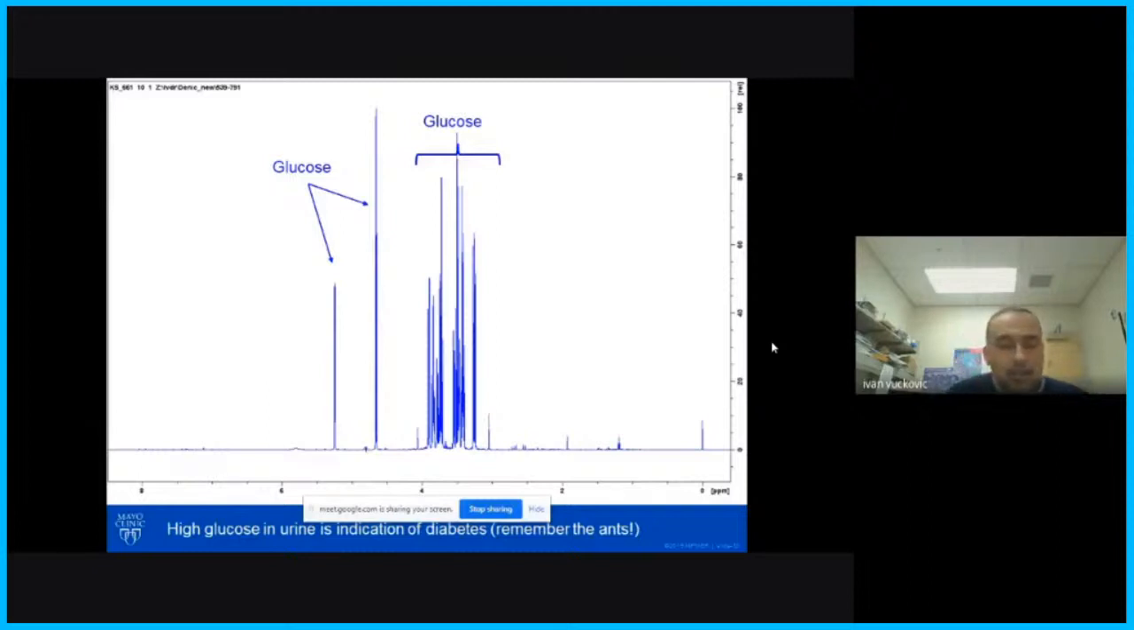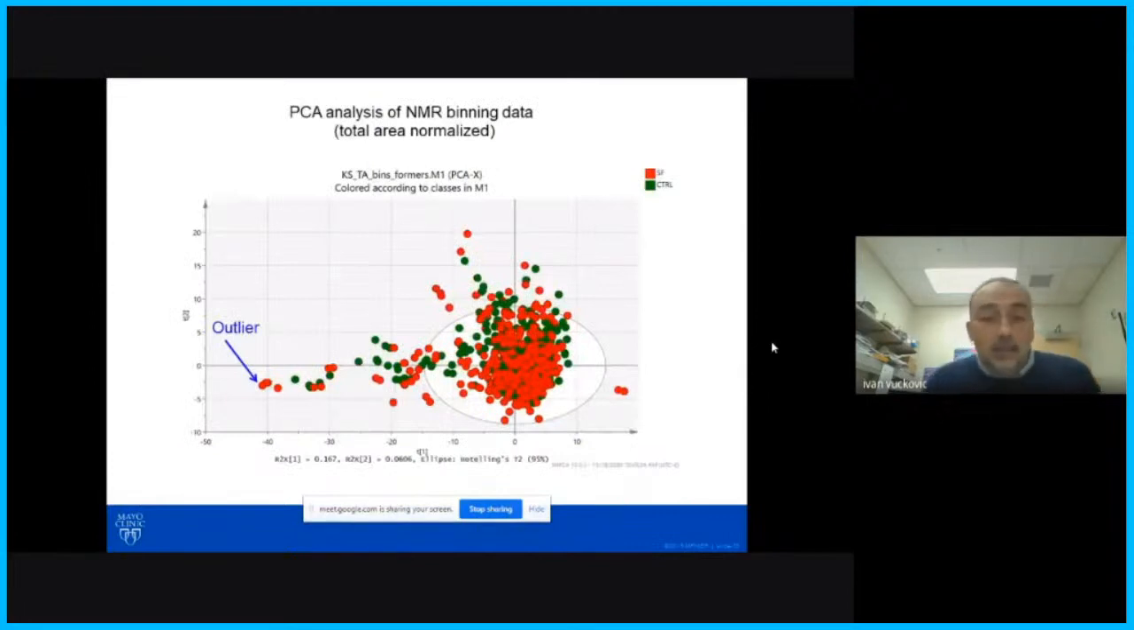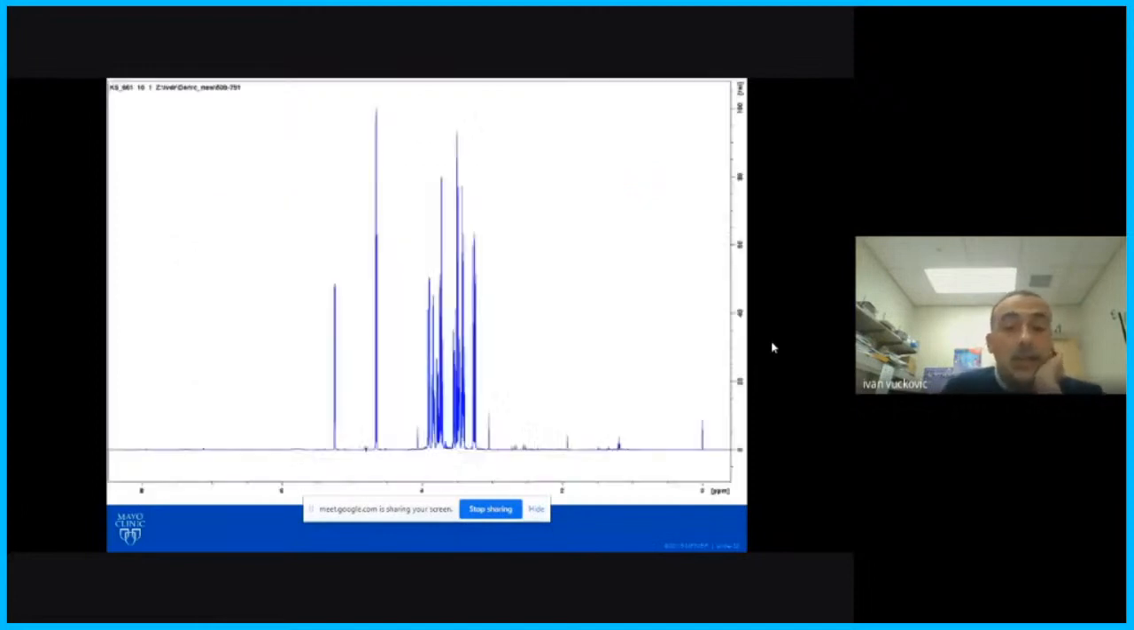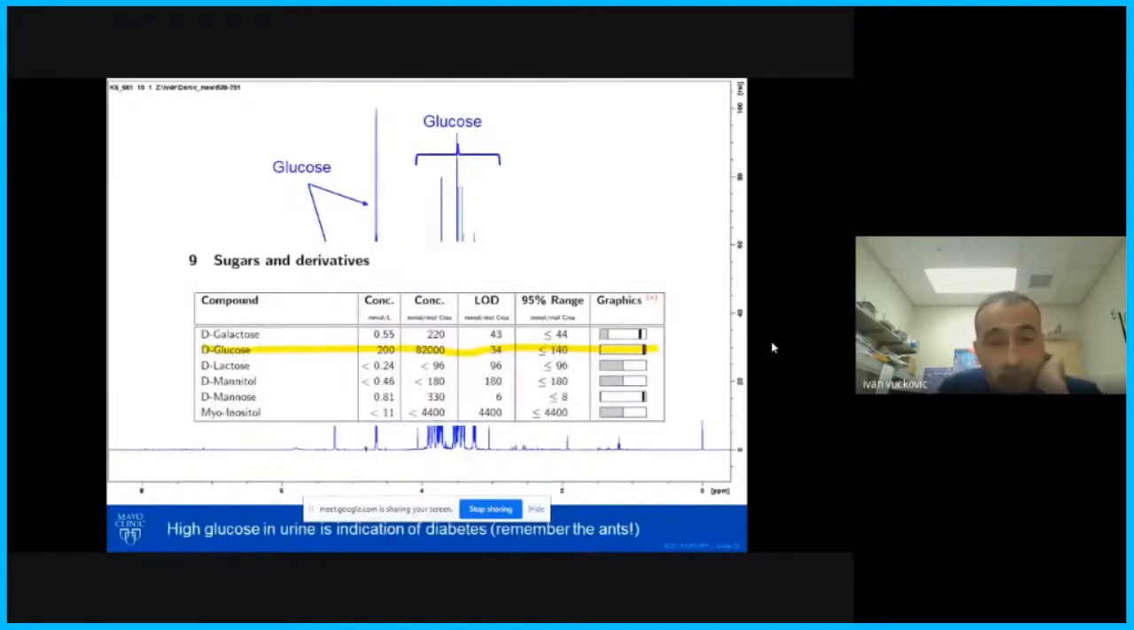In this way, you can check other outliers and decide whether you want to include or exclude them from the data set. Usually from the PCA plot, you can find the range where you want to exclude outliers. Glucose was very concentrated in these samples, so even Bruker had no problem identifying it, and it estimated the concentration at 200 millimoles per liter, which is, you can see, much higher than the normal range for humans.